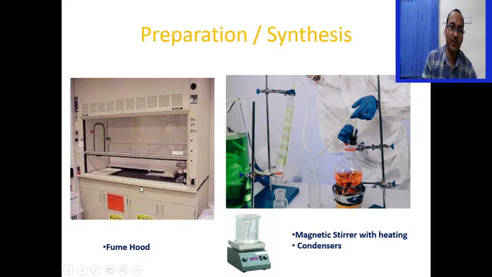This one is the fume hood, where inside you can see different setups like air and other safety features. So you can see this is a simple small lab inside it. So you can do all your experiments safely. And this is the magnetic stirrer with heating system. And this one is known as a condenser. Sometimes you use this in the synthesis process or preparation of different compounds.